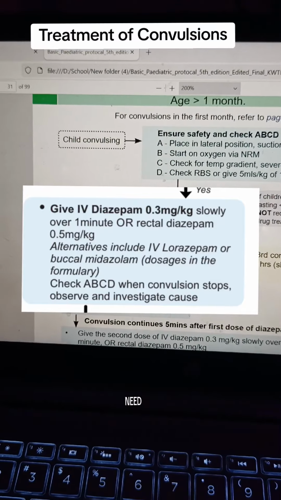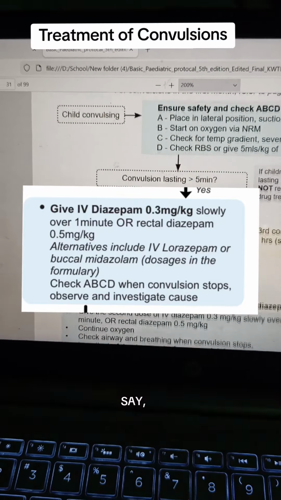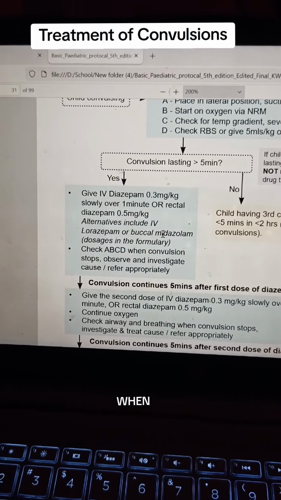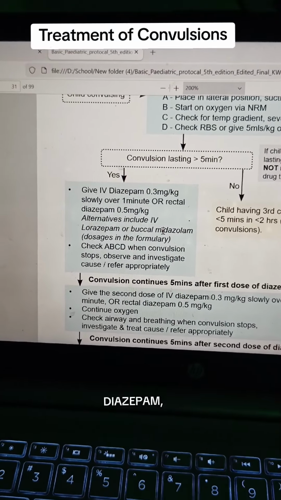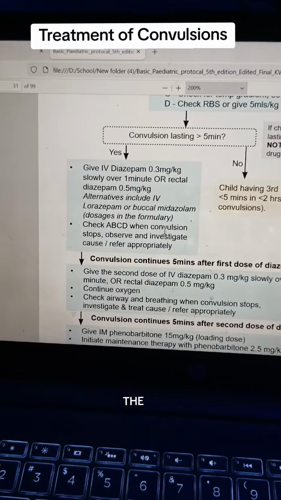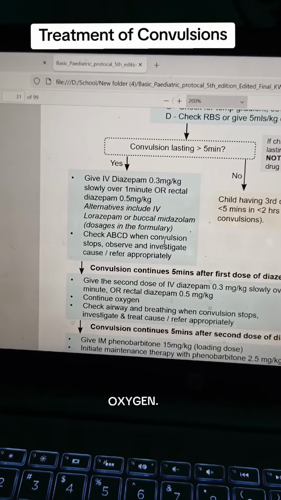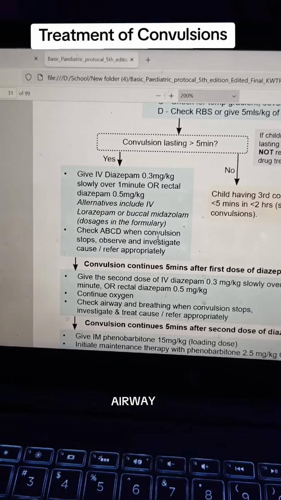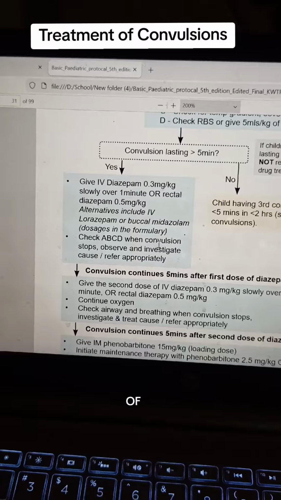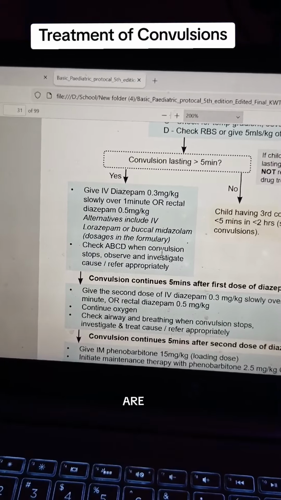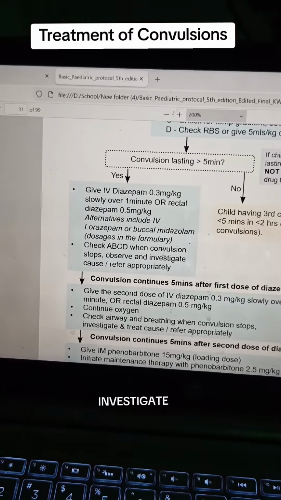Then after that, we need to observe the child. If the child is still convulsing after 5 minutes, once we have given the first dose of diazepam, we can give the second dose of diazepam. Then we need to continue giving oxygen. We also need to check the airway because they're always at risk of blockage.